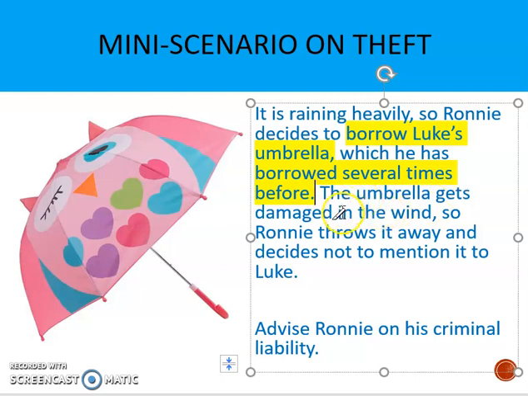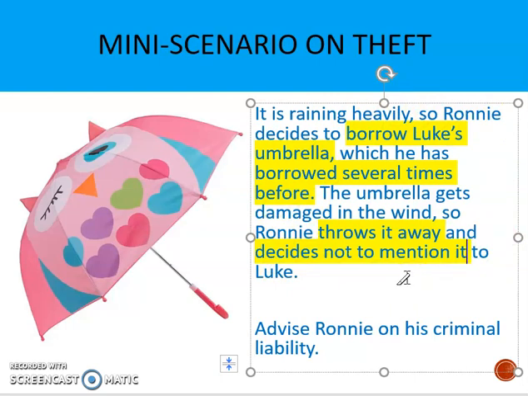But then we see that the umbrella gets damaged in the wind, so Ronnie throws it away. So we've got another appropriation there, and the fact that he's decided not to mention it also indicates that at this point, although he didn't start perhaps with the intention to permanently deprive, when he decides not to mention it, he develops that intention at that point.